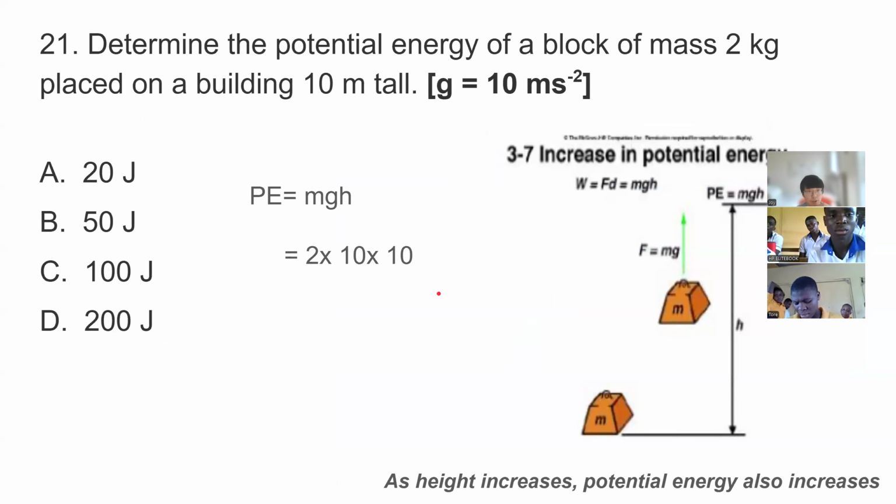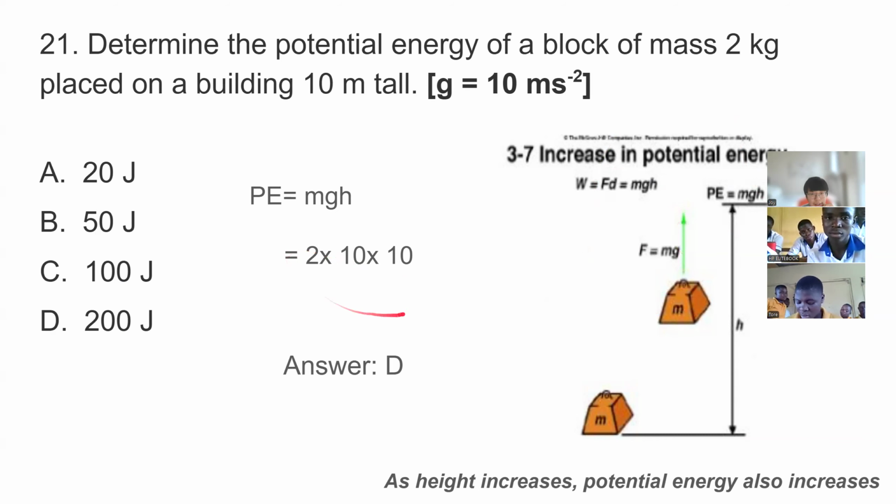Yeah, this is a similar question of determining potential energy. Can you guys solve this question? Determine the potential energy of a block of mass 2 kilograms placed on a building 10 meters tall. The answer is D. Yes, that is right. The answer is D.